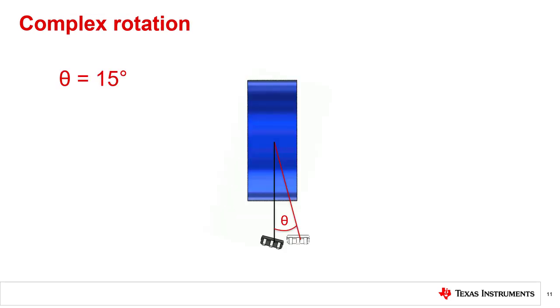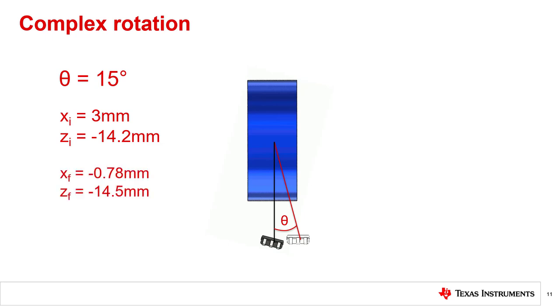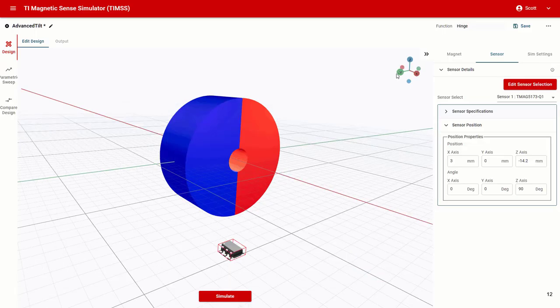If we return to our initial example, we can find the correct location for the sensor by entering our known values into the formula we just explored. Using our known starting position, we can then predict that our sensor will have a final location of x equals negative 0.78 millimeters and z equals negative 14.5 millimeters. Let's try this out now in the TI Magnetic Sense Simulator.